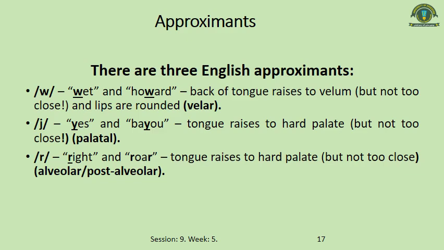Welcome. Please do not try to mix this sound with v. No, it's not v. Labiodental. Do you remember? V, f, v. So this is w. You have to round your lips when you are producing the w sound. The back of the tongue raises to the velum, but not too close, and the lips are rounded. And what happens when we produce the v sound? The upper teeth are on the lower lip. So that is a big difference between v and w.